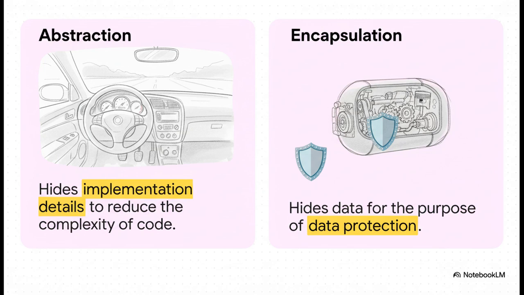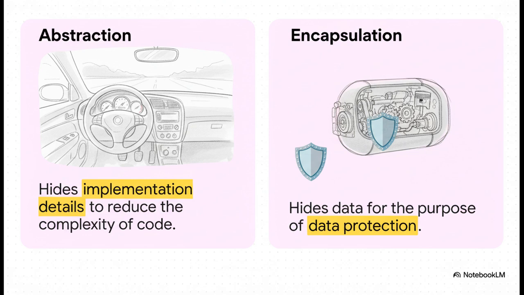Let's make sure we've got the difference clear, because they can sound a little similar. Abstraction is all about making things simpler for the user by hiding how something works. Encapsulation, on the other hand, is all about security. It's about protecting what an object works with, its internal data, from being changed when it's not supposed to be.